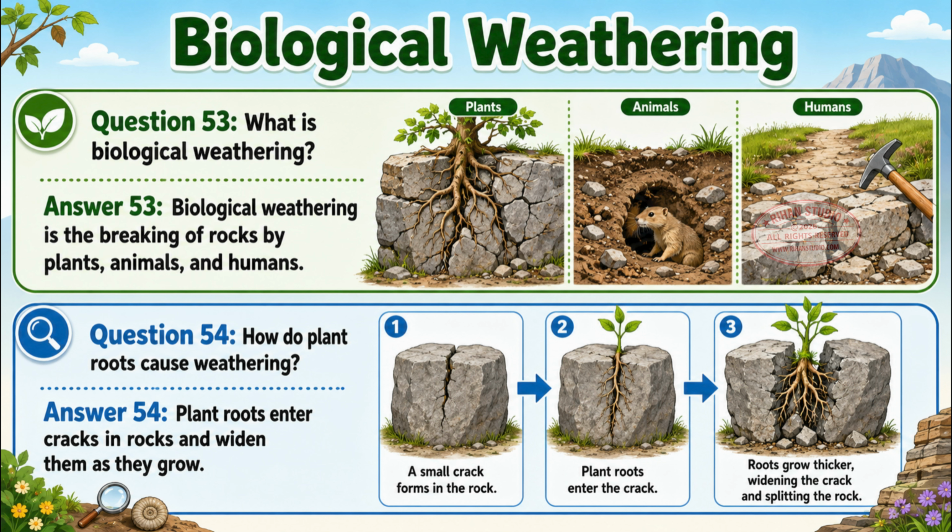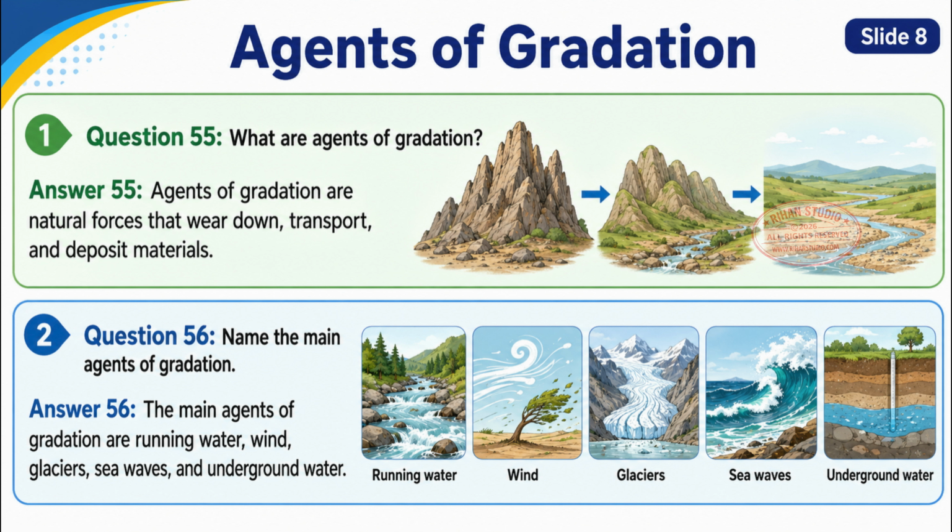Question 54. How do plant roots cause weathering? Answer 54. Plant roots enter cracks in rocks and widen them as they grow. Question 55. What are agents of gradation? Answer 55. Agents of gradation are natural forces that erode, transport, and deposit materials.